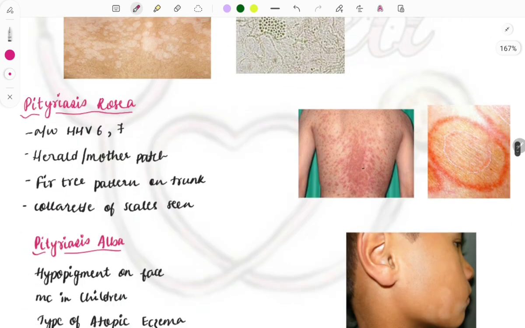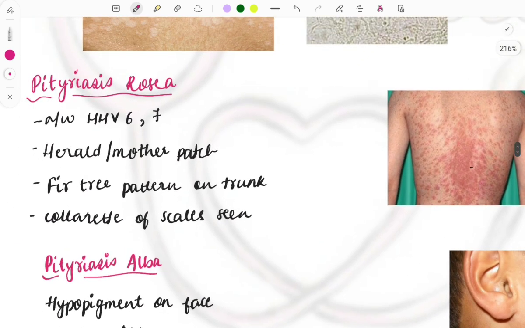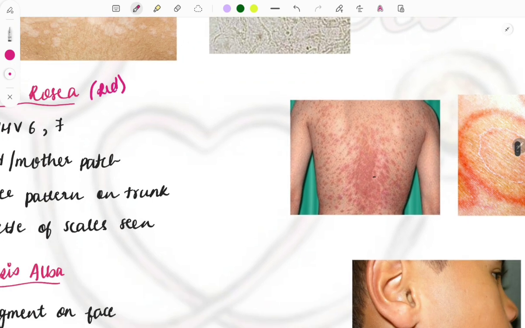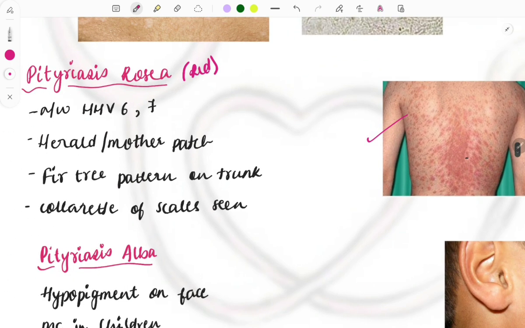Okay, then moving on to another variety of this pityriasis. So it is the rosea, and rosea means red color spots are seen, as you can see here in the image. So red color small spots can be seen, and this feature of the rashes is mainly called the herald or the mother patch, asked as an image based question, and this appearance is called a fir tree pattern on the trunk.